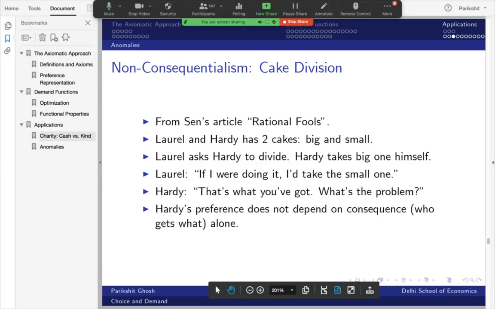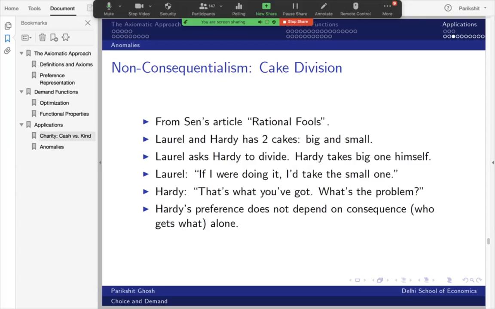See, Laurel cares about the process by which the allocation came about. It's not enough information in his worldview. Who got which cake? Who made that choice? Who made that division is important. So when he sees his friend giving him the small one, he learns something about his friend, that he's selfish, that he's not generous, that he doesn't put enough value on the friendship. And that's why he's upset.